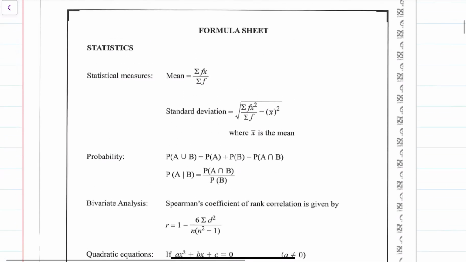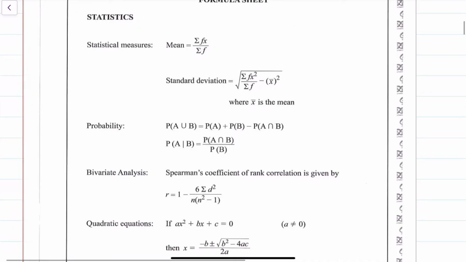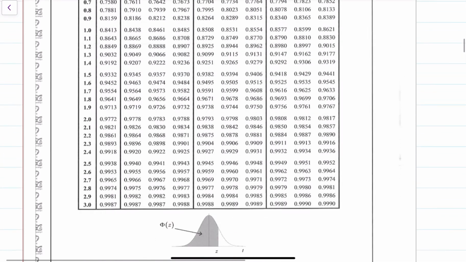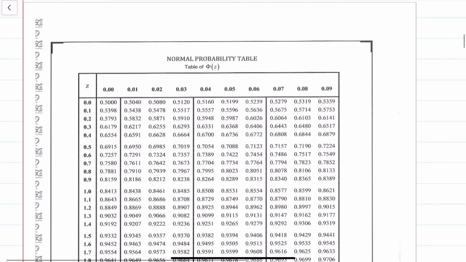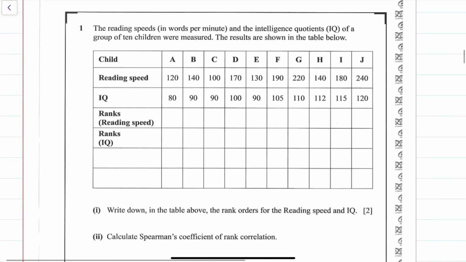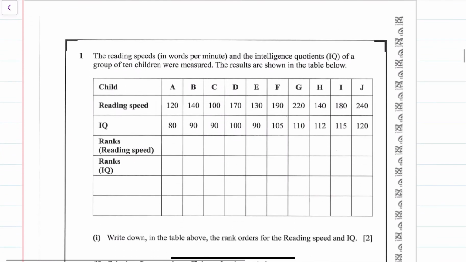I would have a quick glance at the formula sheet, just to be aware of what is given to you, and then let's get started. Okay, so you've got your formula sheet and you've also got your normal distribution probability tables. Okay, first question is about Spearman's rank.